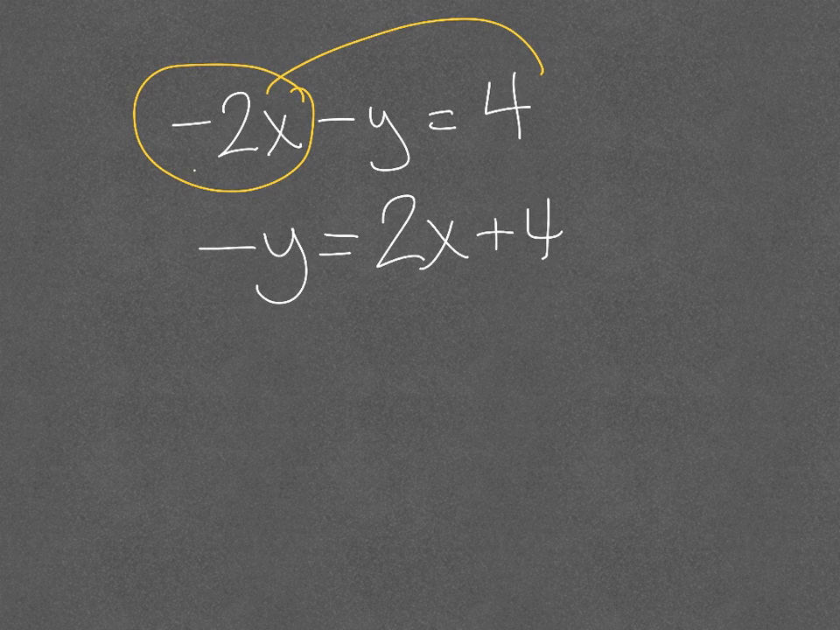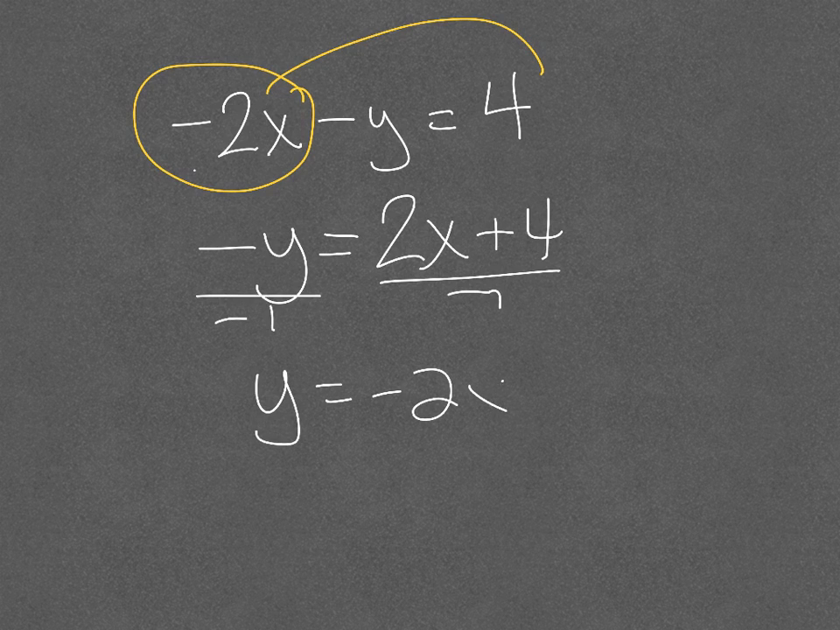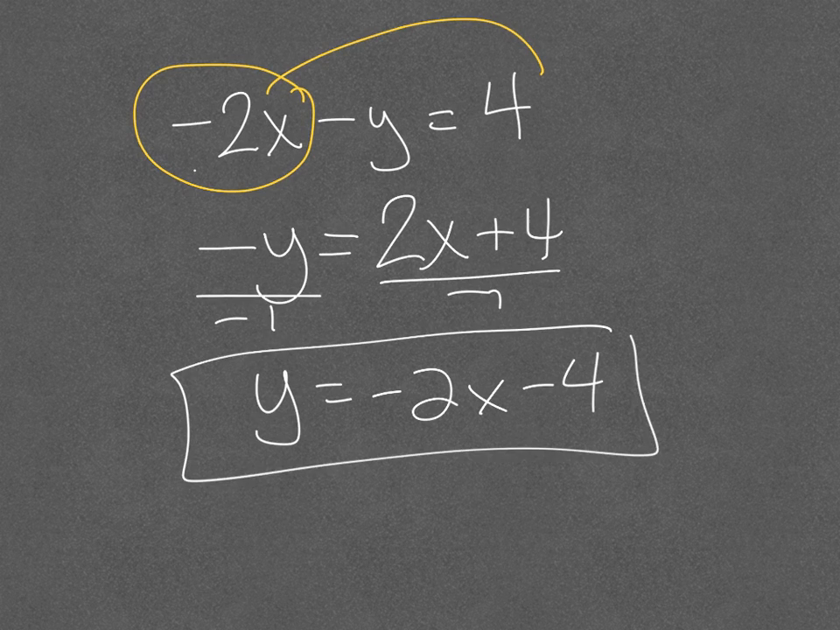Now, I don't want it negative y equals. I want it positive y. So I need to divide by negative 1. And if you divide anything by a negative 1, it becomes its opposite. So I just wanted to show you that you do the same steps when it's a negative.